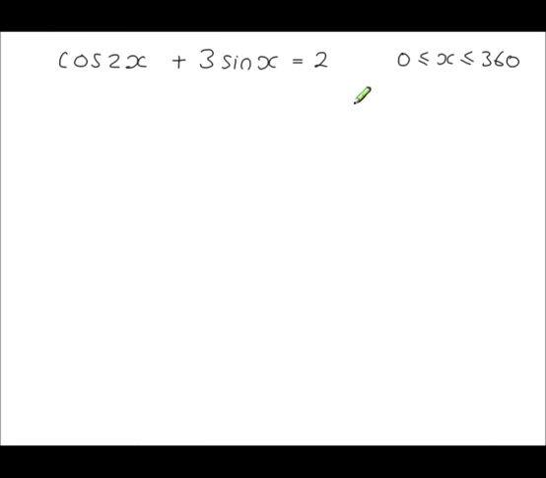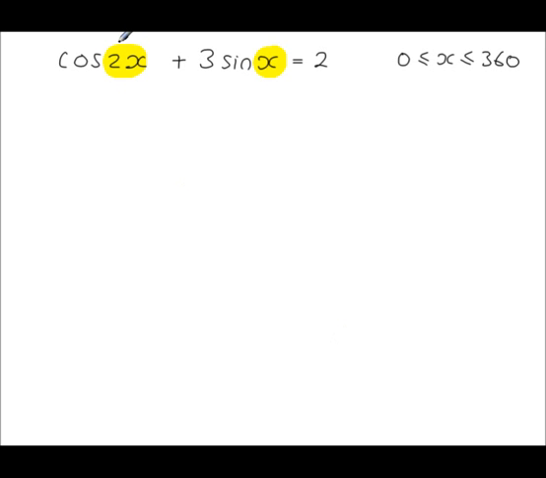To solve this equation, we can clearly see that we have angle x and angle 2x in the equation, so an angle and double its angle. So we need to use the double angle trig formulae to solve this. We're aiming to have the same angle throughout the equation, which will make solving it easier.